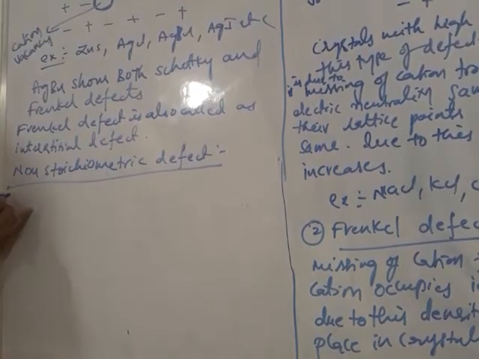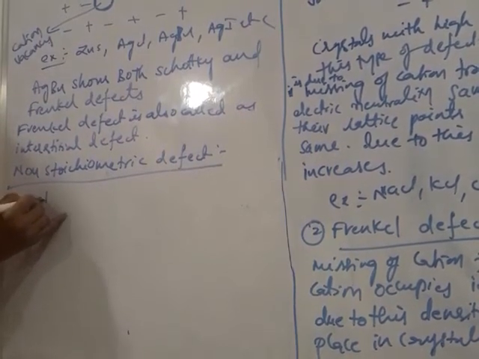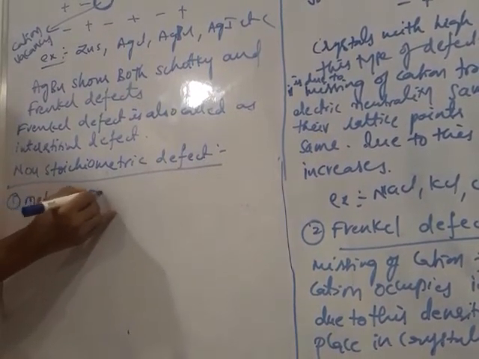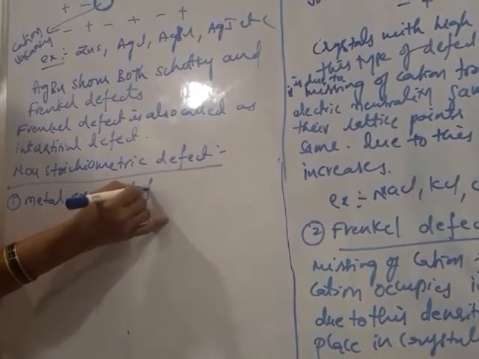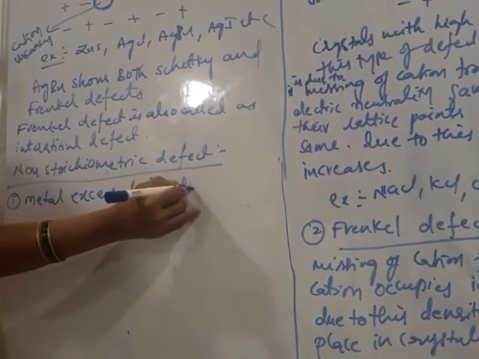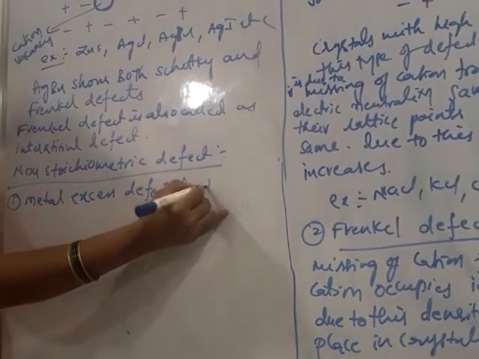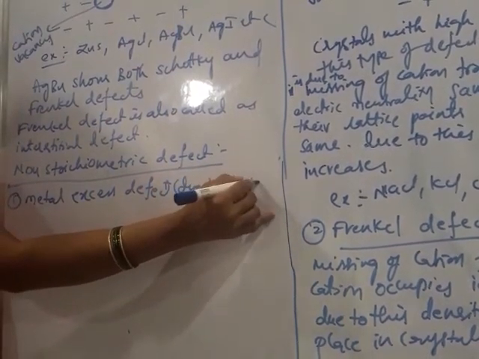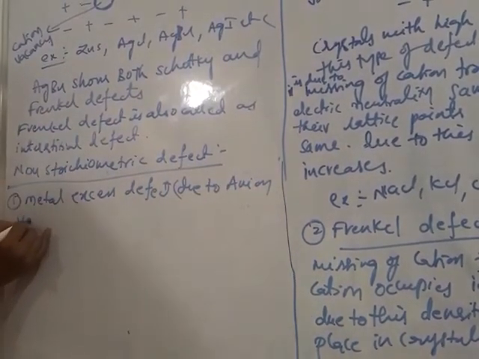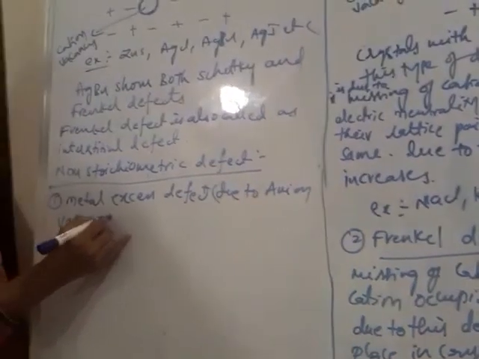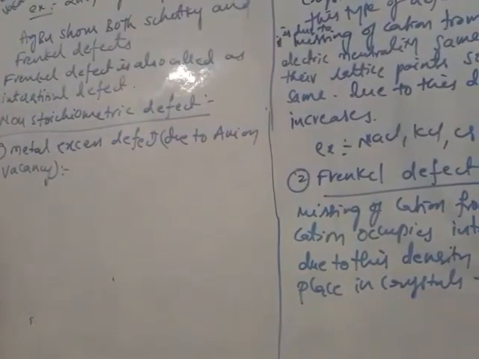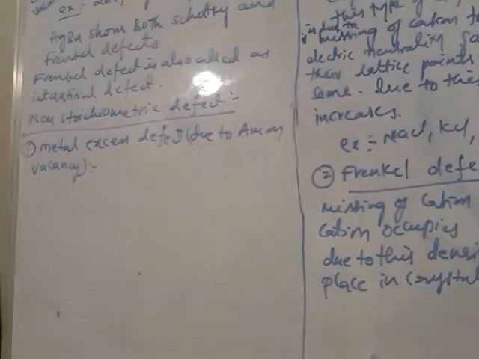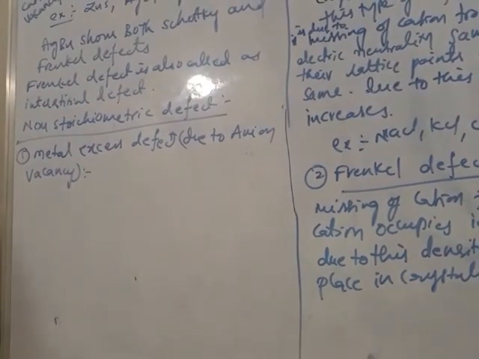First coming to metal excess defect due to anion vacancy. Okay. So, metal excess defect is due to anion vacancy.